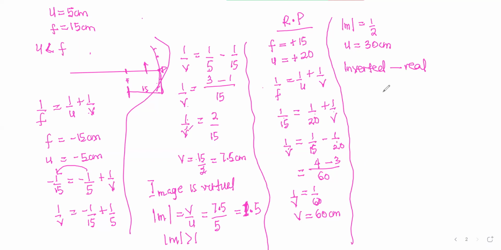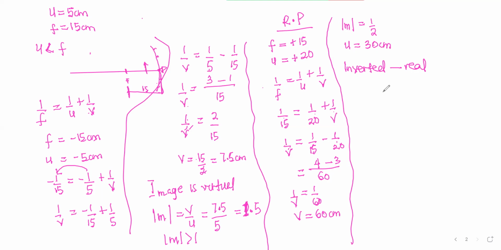Are you okay? Yes, please, sir. So if the image is inverted and is real, then it is solely for concave, because convex would always give you a virtual image all the time. So class, this is one way of identifying the mirror.